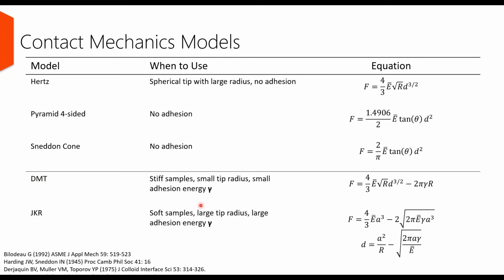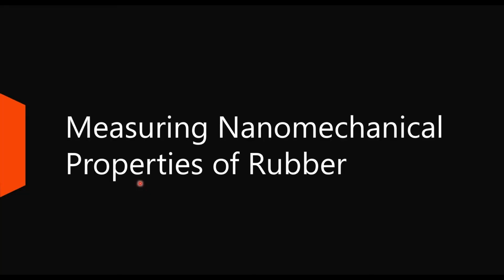DMT, JKR. This is used a lot when you have adhesion in your sample, etc. So let me show you some examples of force spectroscopy on some sort of samples, and this is one on rubber.